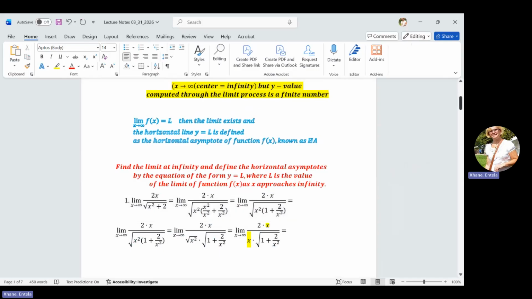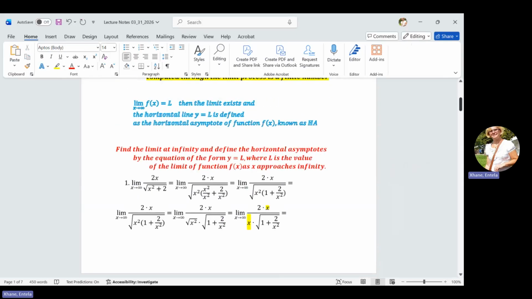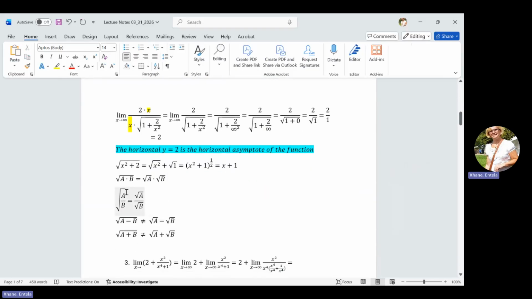Now, what I did with this, I was able to create a product inside the square root. So created the product of the form AB inside the square root. If that's the case, you can distribute the square root. So you can write this product as the product of square root of the first term times square root of the second term.